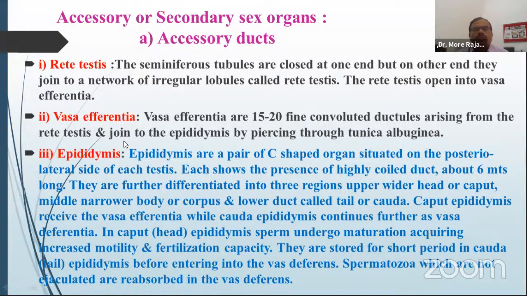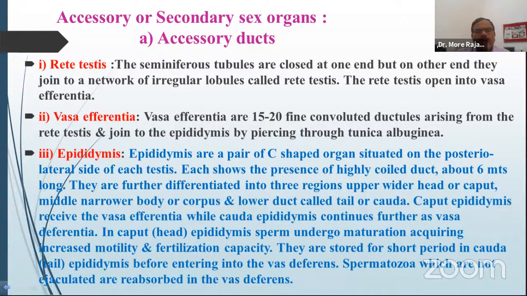Then come to the third secondary sex organ, that is the epididymis. The epididymis is a C-shaped organ located on the posterolateral side of each testis. Each shows the presence of a highly coiled duct about 6 meters long. They are further differentiated into 3 regions. The upper wider region is called the head or caput epididymis. The middle narrower portion is the body, called the corpus, and the lower duct is called the tail of the epididymis or the cauda epididymis.